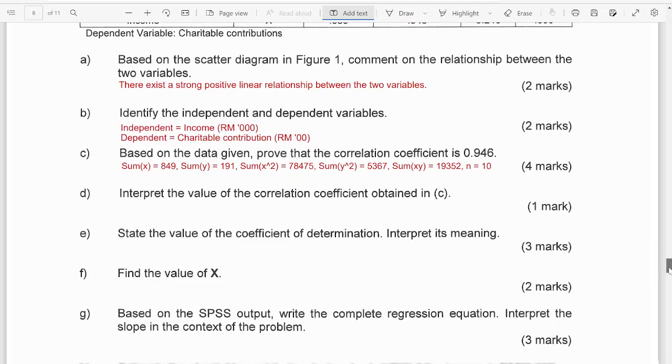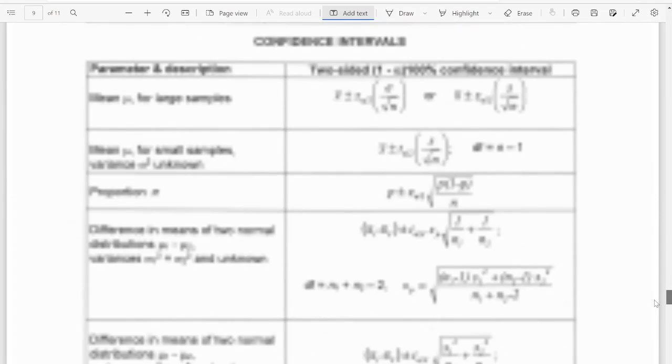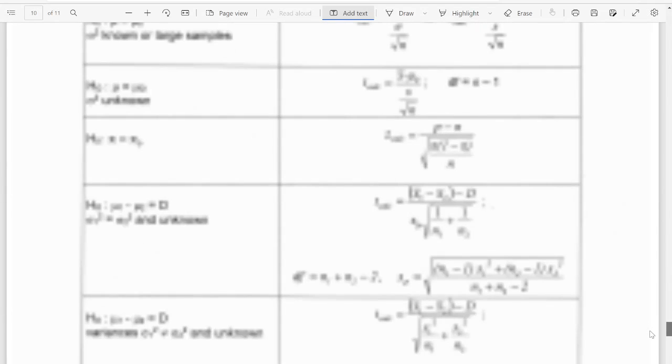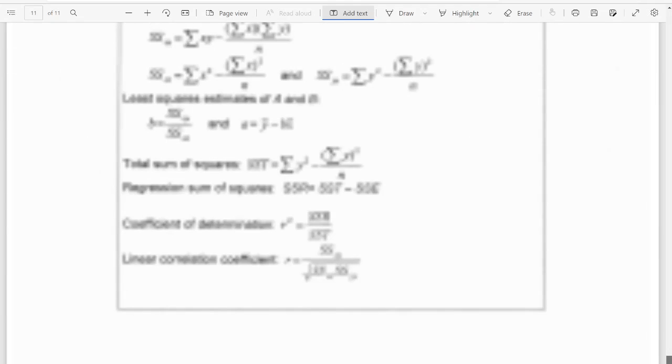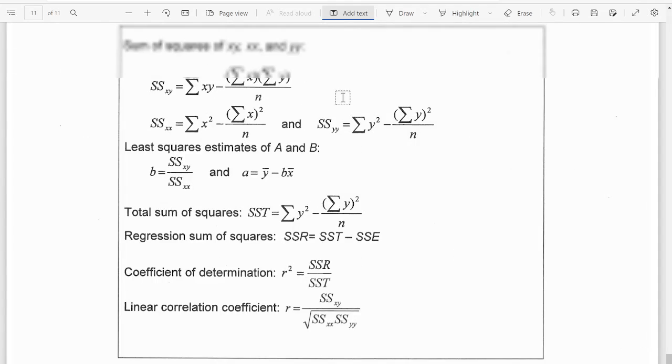So you can check this one. So dekat sini dia ada bagi formula untuk r square. Mana dia? Okay. So this is the formula for r. So it gives you SSXY divided by the square root of SSXX dengan SSYY.